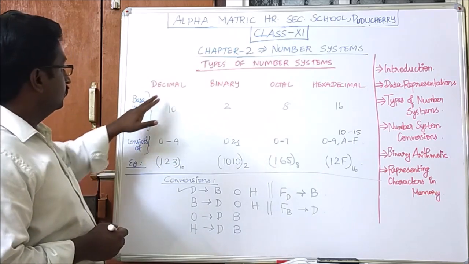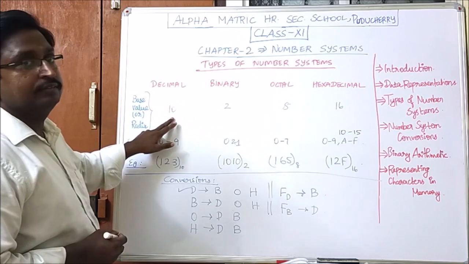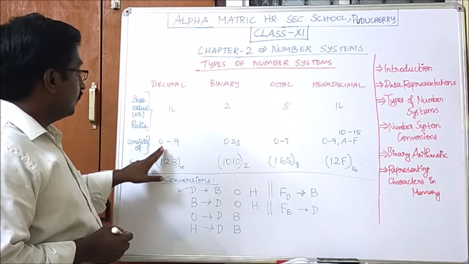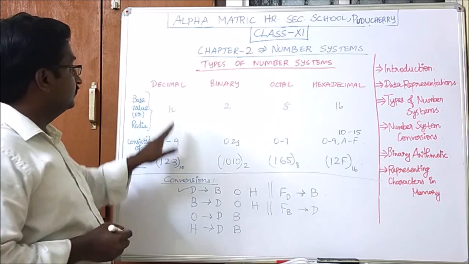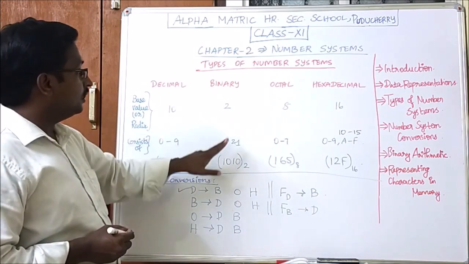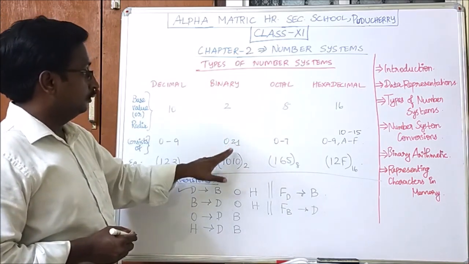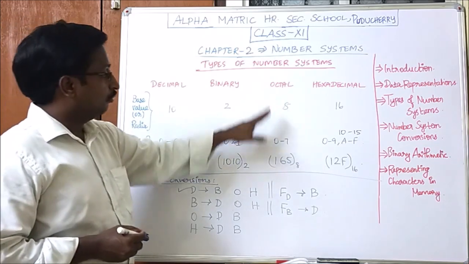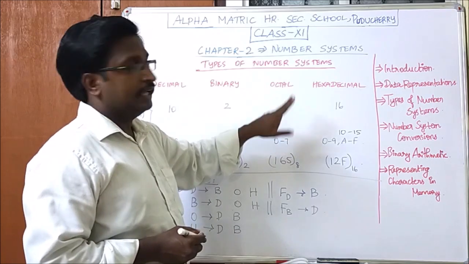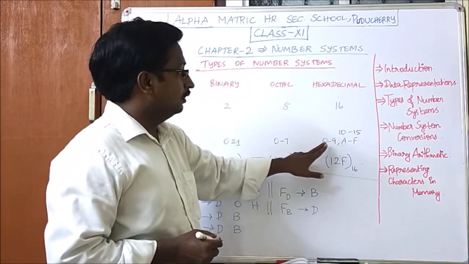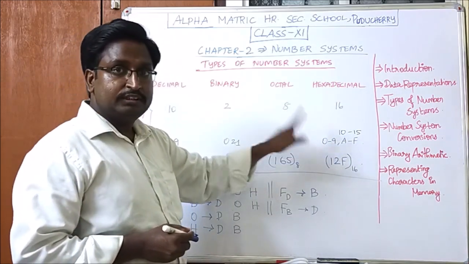For example, the base value for decimal is 10. It means it contains the values 0 to 9, those 10 numbers. That is the radix. For binary, we have 0 and 1, so the radix is 2. For octal, from 0 to 7, we have 8 numbers, so the radix is 8. And hexadecimal, 0 to 9, similar to decimal.